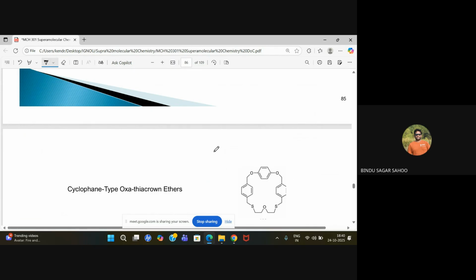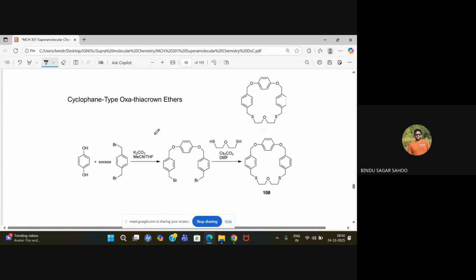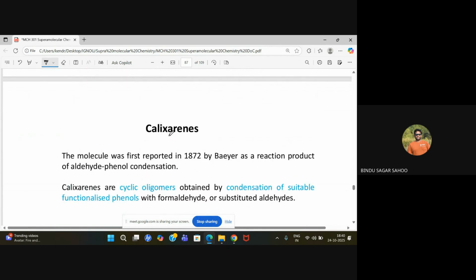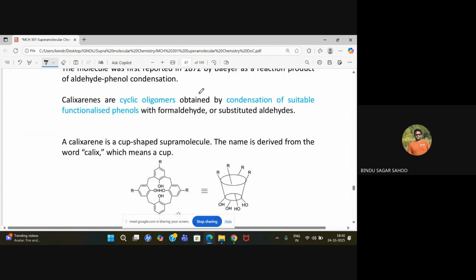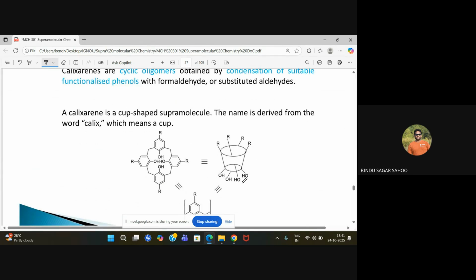This is called cyclophane. Further, we'll discuss another important host molecule, called calixarene. Calixarene was first reported in 1872. These are cyclic oligomers that can form by the condensation of a large number of phenols or functionalized phenols with aldehydes. A calixarene is a curved-shaped molecule, similar to a cyclodextrin. But in cyclodextrin, the upper part and lower part are covered by hydroxyl groups. Here, the upper part is covered by alkyl groups, and the lower part is covered by OH groups. That is the difference.